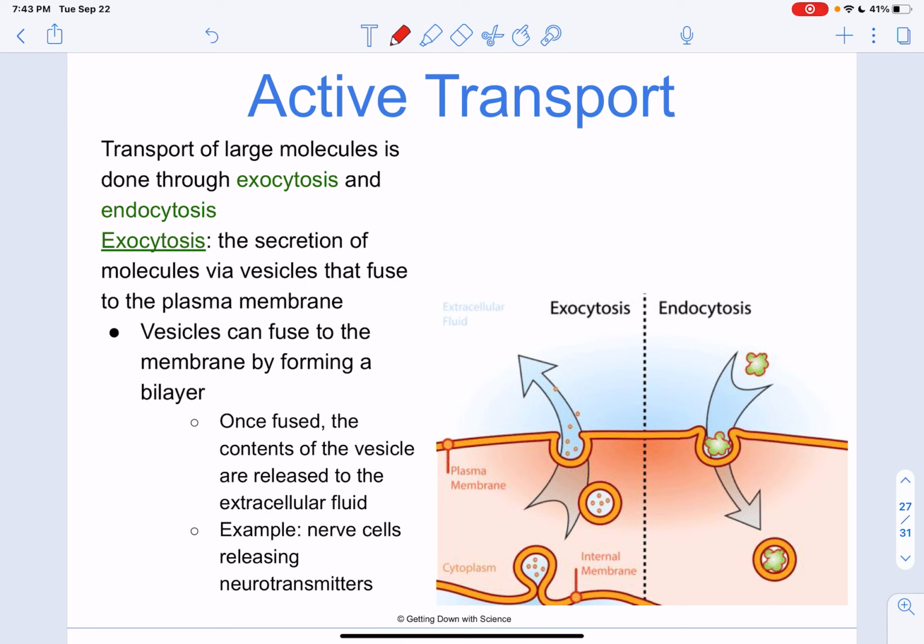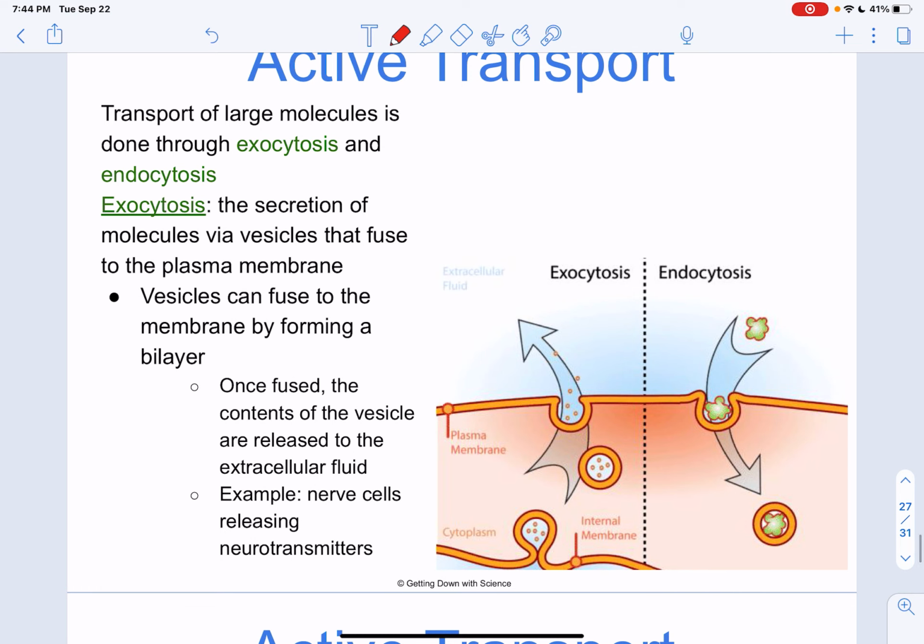Okay, so some other types of active transport are going to be exocytosis and endocytosis. Exo is going to represent out, to secrete, whereas endo will be in. Exocytosis is going to secrete molecules via the vesicles from the Golgi apparatus. So we're on the inside of the cell over here. We're going to create a little vesicle, take nutrients or molecules or whatever we want, and spit them back out into the environment.